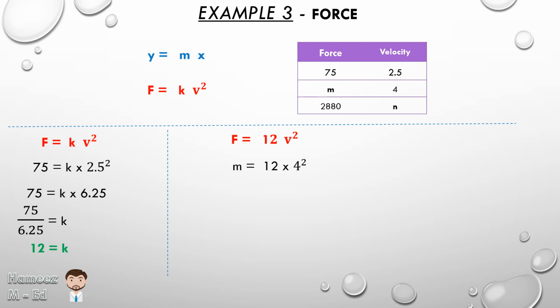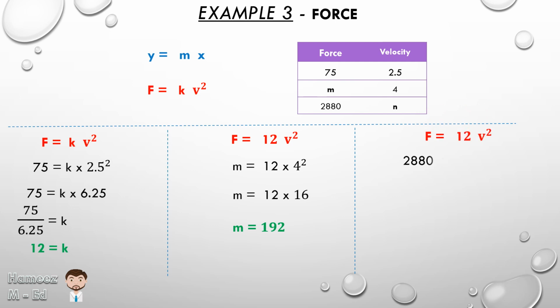Let's substitute for M and 4 into it. So we get M is equal to 12 times 4 squared, which is equal to 12 times 16. So M is equal to 192.